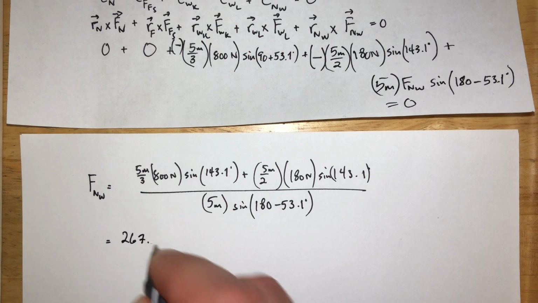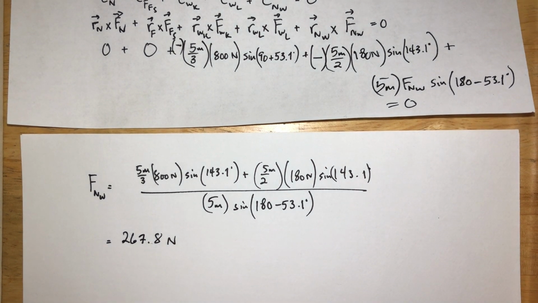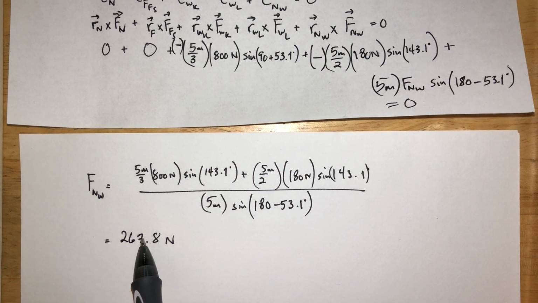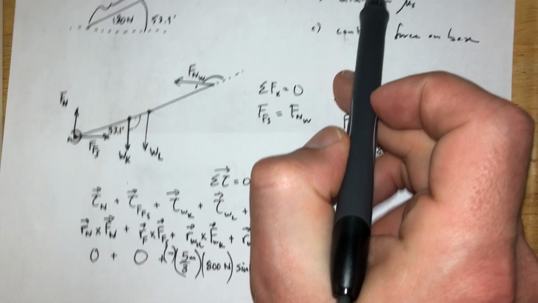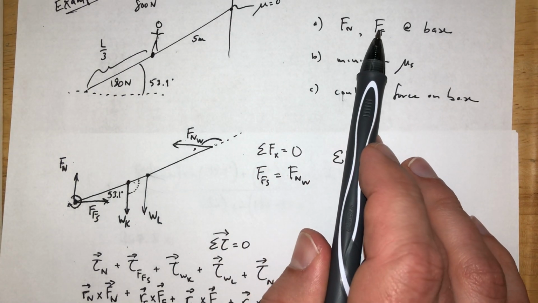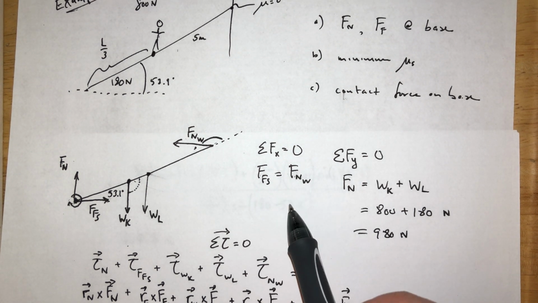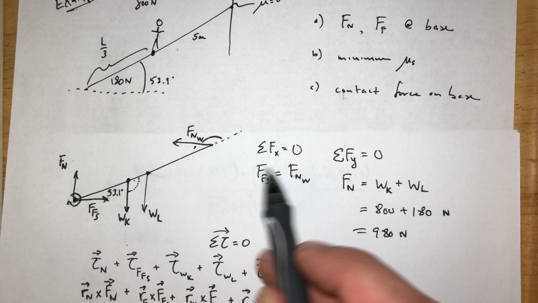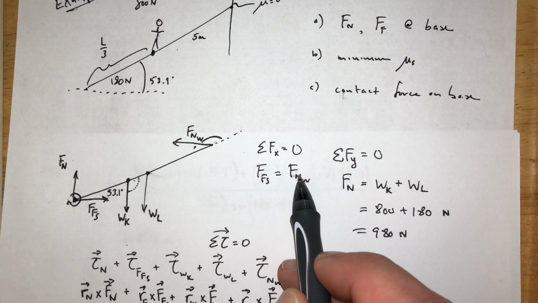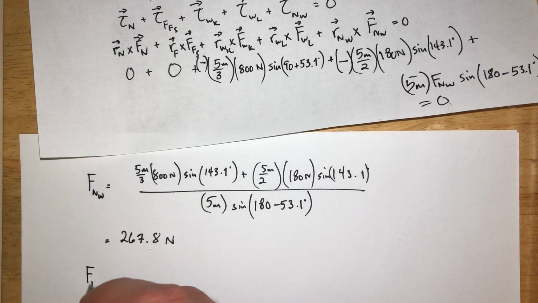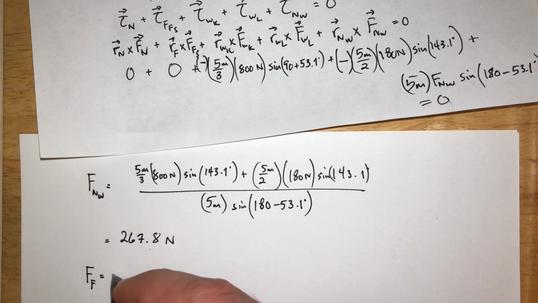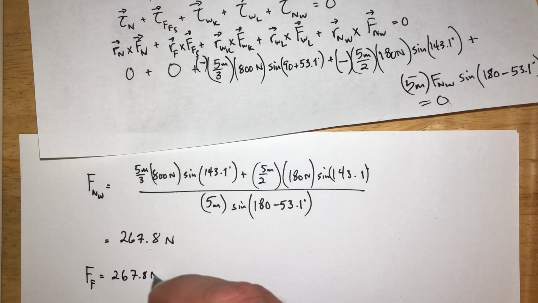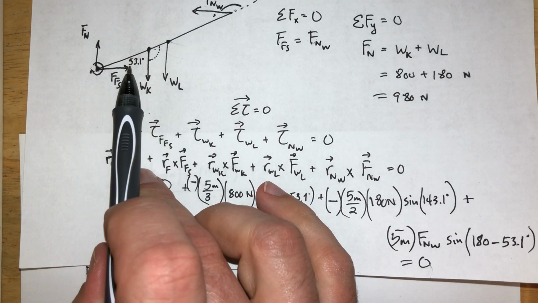267.8 newtons. Okay, now how does that help us? That's not what we wanted. The problem asked for the friction force at the base of the ladder, but one of our force equilibrium equations related the normal force from the wall to the friction force. So we just found it. The frictional force at the base of the ladder is 267.8 newtons to the right in our diagram.